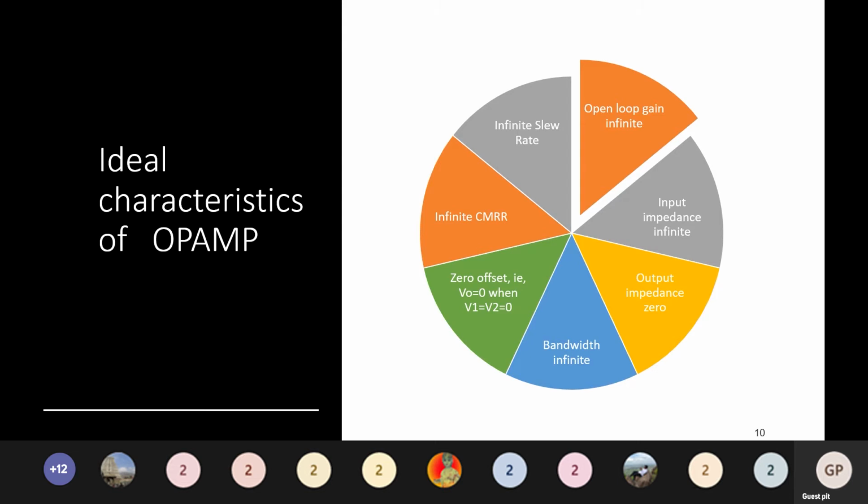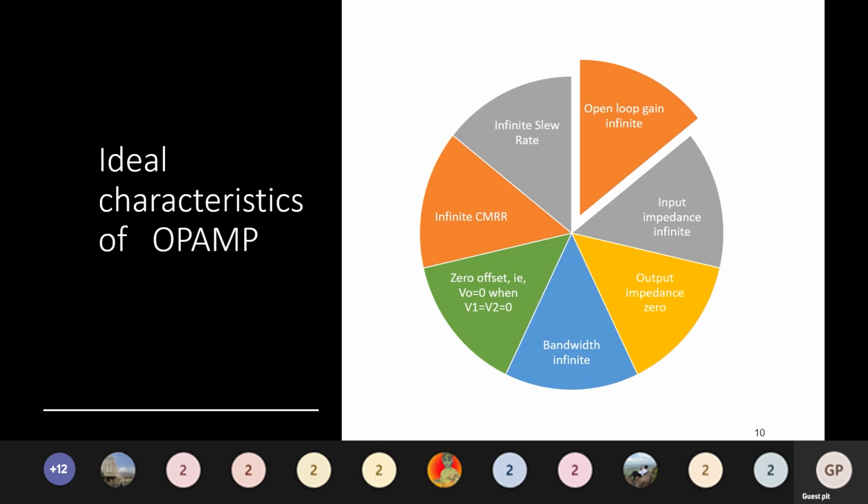And the second one is that input impedance is infinite. Since we use high gain differential amplifiers in the input stage, as per the differential amplifier characteristics, we'll have an infinite input impedance. So that will be the characteristic of op-amp also. And output impedance will be 0. That also we know, right?